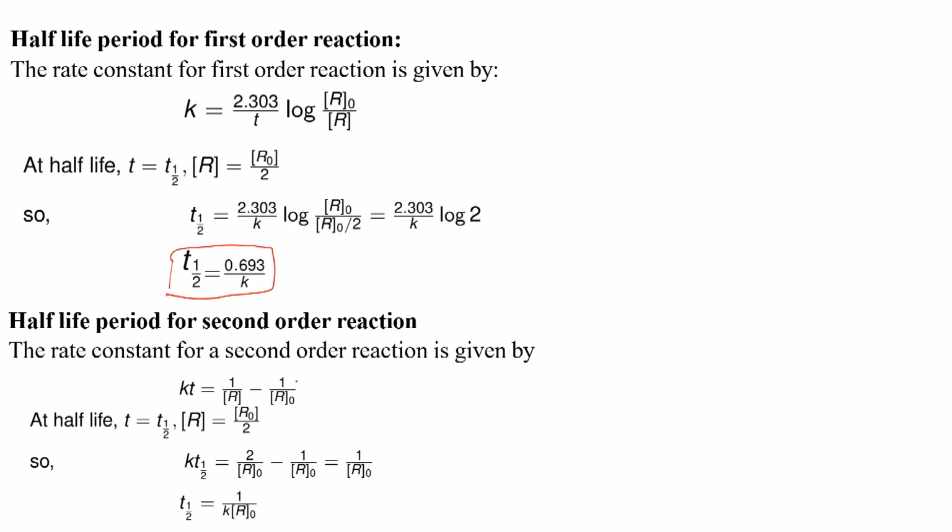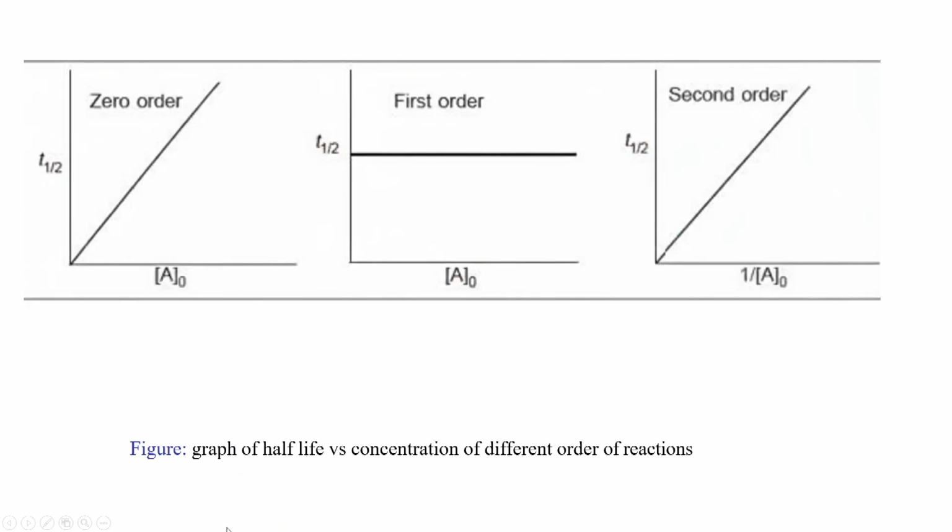Now we discuss the half-life period for the second order reaction. For the rate constant of a second order reaction, we got this expression: kt is 1 by concentration of R minus 1 by concentration of R naught. So at half-life, t is t half, and concentration of R becomes concentration of R naught by 2. So k t half is 2 by concentration of R naught minus 1 by concentration of R naught, so we get basically 1 by concentration of R naught. So this is the value of t half for the second order reaction.